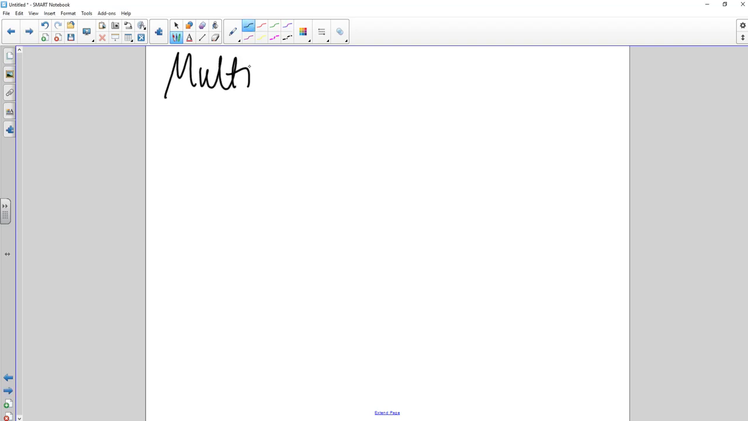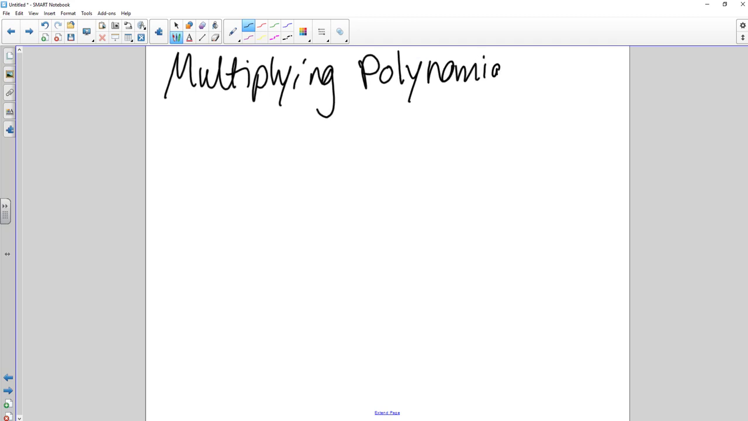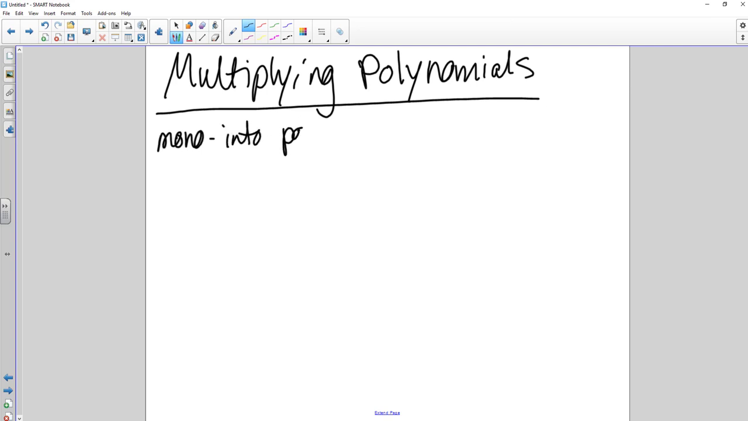So multiplying polynomials, we're going to have a couple different types we're going to multiply together that'll be done a little bit differently. So first one we're going to do is a monomial into a polynomial. So this is really just distributing, like distributing you would have done before.